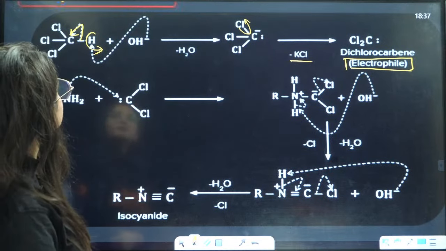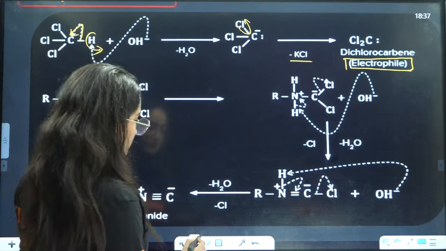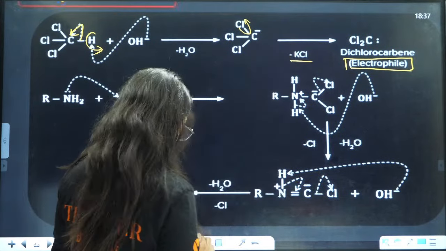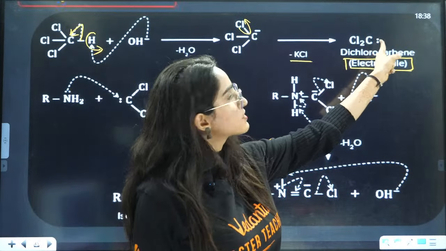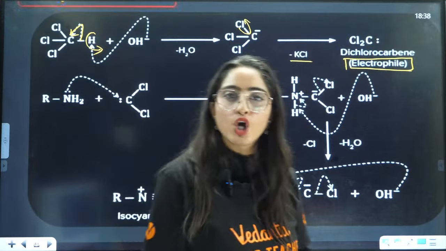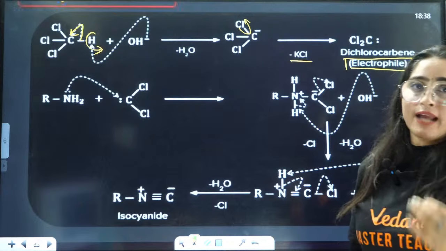Okay, yes everybody. Here it should not have 2 electrons, right? Because this negative charge is basically these 2 electrons that we have shown as dichlorocarbene, right? So that is the formation of this electrophile that is going to attack here.